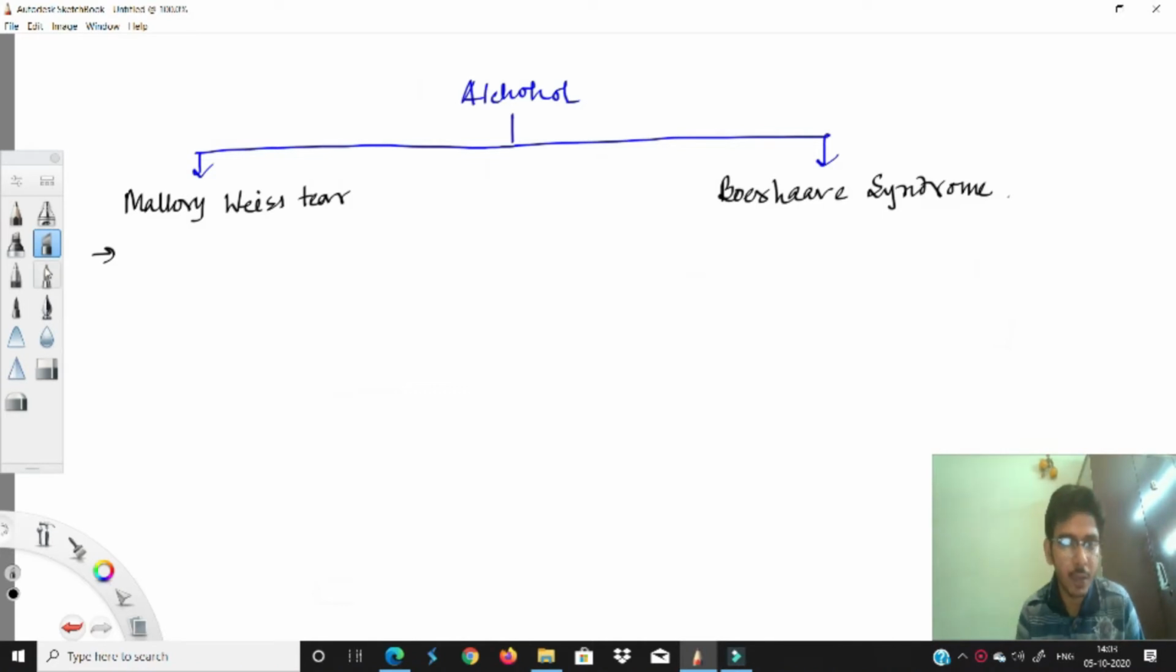Now, how you can distinguish these two disorders and how you can diagnose these two disorders easily.